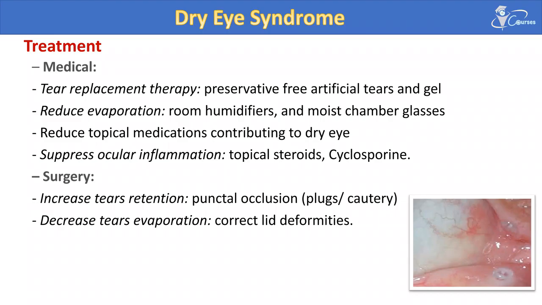Dr. Mary, what are the moist chamber glasses? Well, moist chamber glasses are prosthetic devices that are coupled to the eyeglasses that slow down the evaporation of tears from the ocular surface. So they are combined with the patient's glasses in order to decrease evaporation. If you just Google them, you will find some pictures and videos for that. They are effective, they are safe in relieving the symptoms of dry eye. So yes, they are very effective.